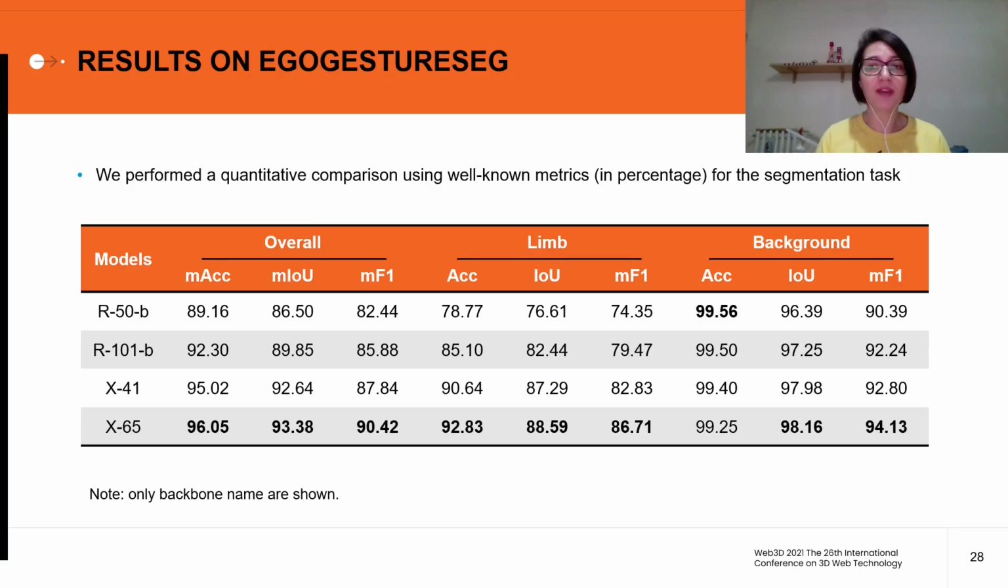Then we performed another test using EgoGesture-Seg, which is a subset of the well-known EgoGesture dataset, which was labeled by Gonzalez et al. It consists of challenging scenarios and situations, and we conducted this experiment to assess the generalization level and highlight the differences between the performances of the trained models. As you can see, the best model was the last one with the Xception 65 backbone network, and there is a significant difference compared to the other models.